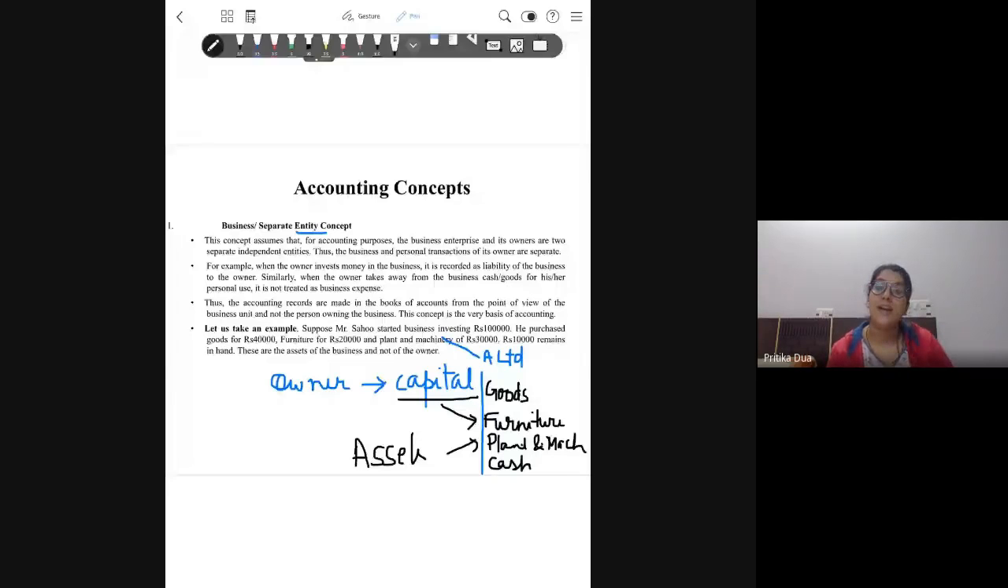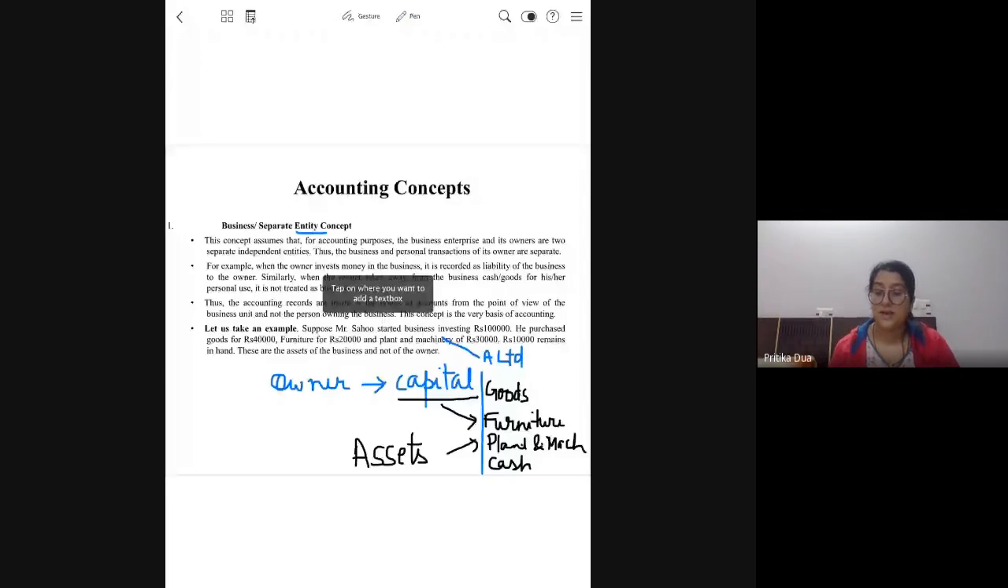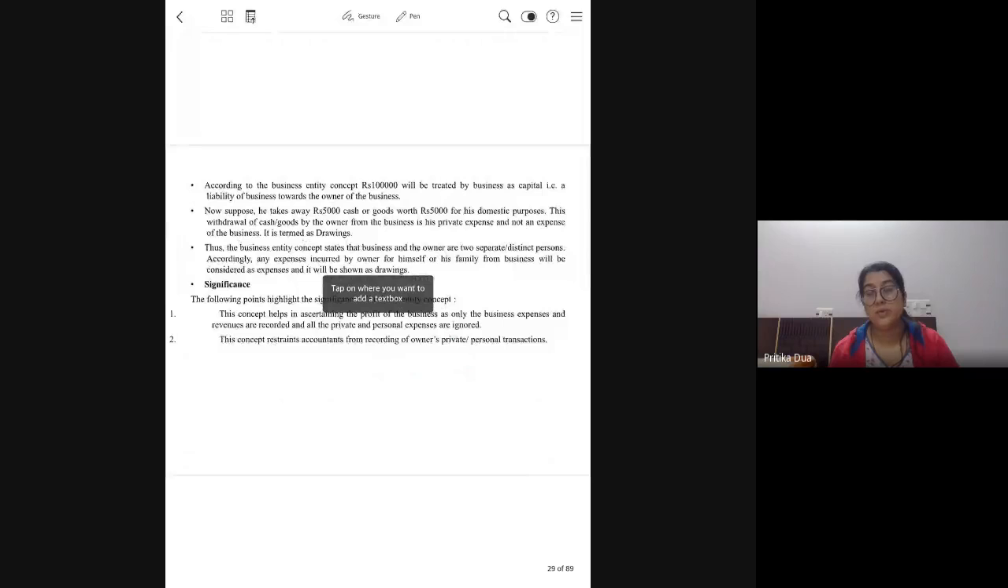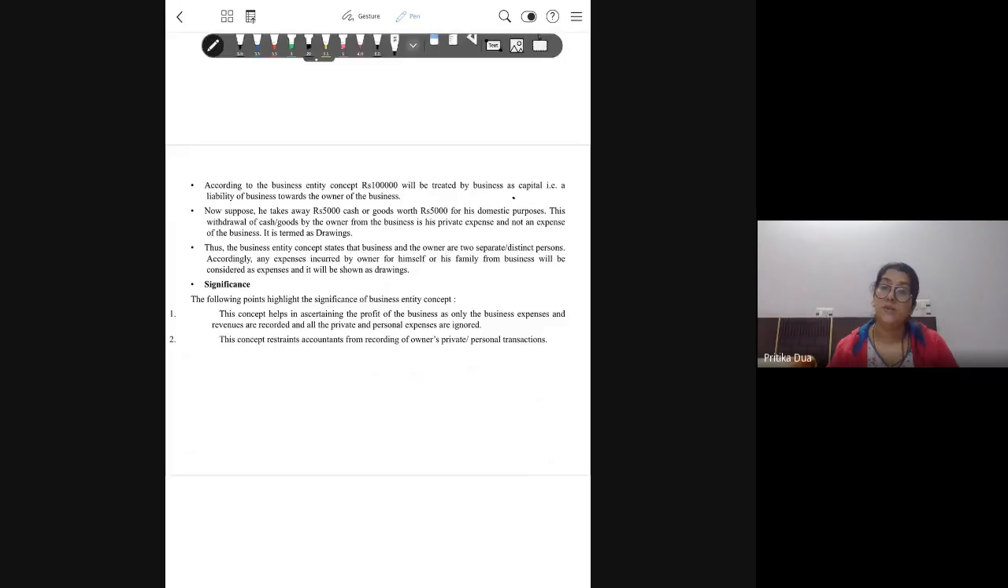So whatever creditors, debtors are there in business, they are from the perspective of business and not of Mr. Sahu. If the business is buying raw materials on credit, then creditors are for the business. They cannot go to Mr. Sahu to recover their money. So that is what we mean by a separate entity concept. Let us move ahead. As I told you, the 1 lakh rupees contributed by Mr. Sahu will be treated as capital for the business and will be reflected accordingly in the books of accounts.